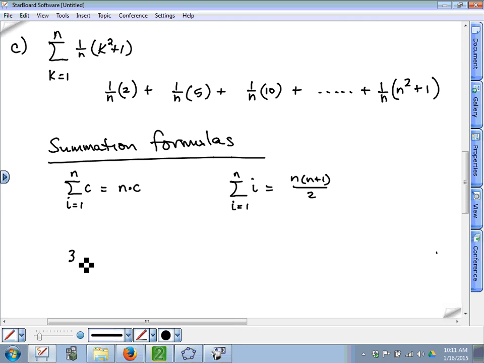Anyway, the third summation formula, if you're taking the sum of a quadratic, something with a square, is n times n plus 1 times 2n plus 1 all over 6. Oh, sorry, I squared. Missed that, didn't I? It's I squared, yeah.